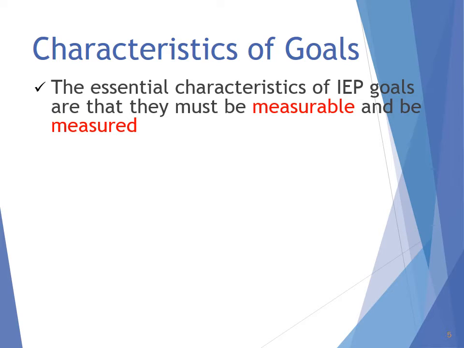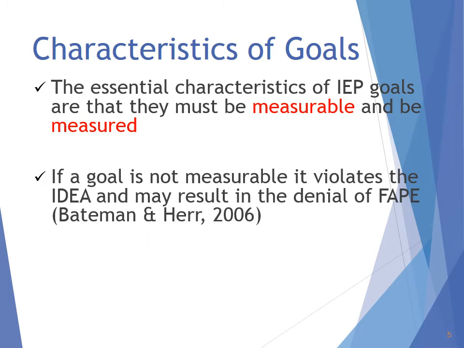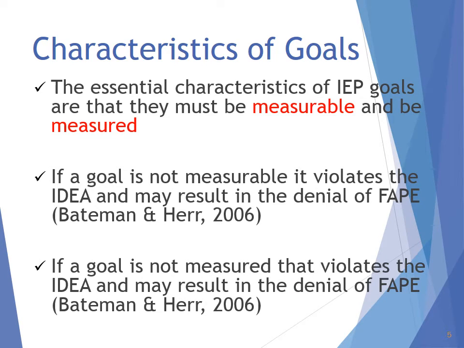The essential characteristics of IEP goals are that they must be measurable and they must be measured. If an IEP goal is not measurable, it violates the IDEA and may result in the denial of FAPE. If a goal is not measured, it violates the IDEA and may result in the denial of FAPE.